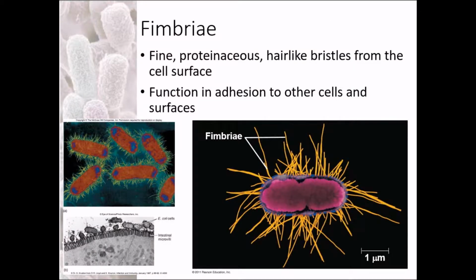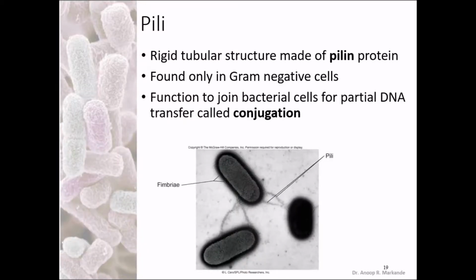Next is fimbriae. Fimbriae are fine proteinaceous hair-like bristles from the cell surface. These function in adhesion to other cells and surfaces, while pili are rigid tubular structures made up of pilin protein, just like flagellin as seen in the previous video, found only in gram-negative cells. They function to join bacterial cells for partial DNA transfer called conjugation, about which we will study in later chapters.